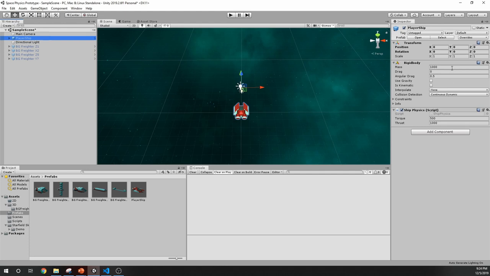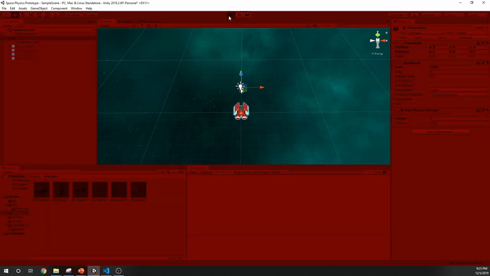So the player ship has a mass of 1,000. I'm actually going to set this to 3,000, just like the smallest ship we had earlier. But I'm also going to change its torque. Remember all the other ships, they move relatively quickly. We're going to set this down to 1. So what we would expect is that this ship should really not move hardly at all. Let's see what happens.